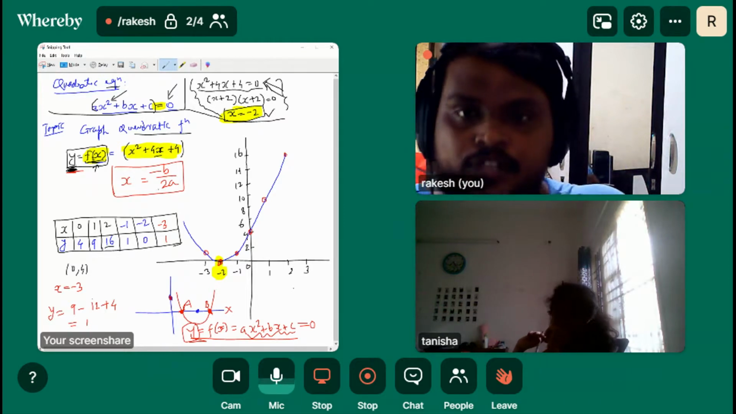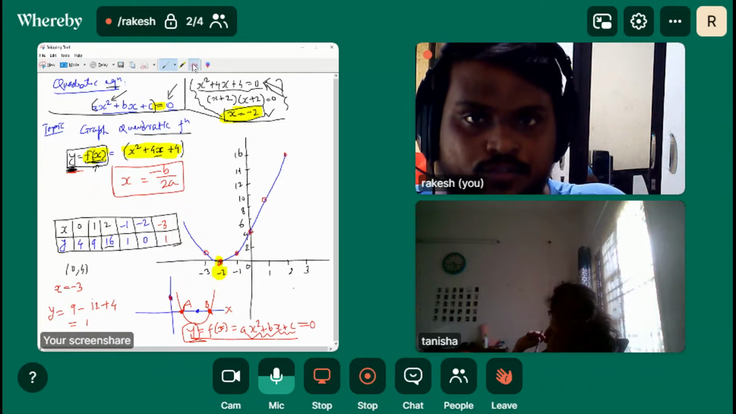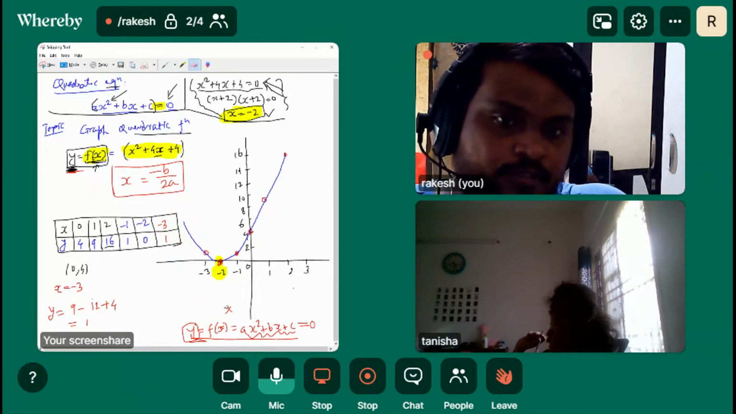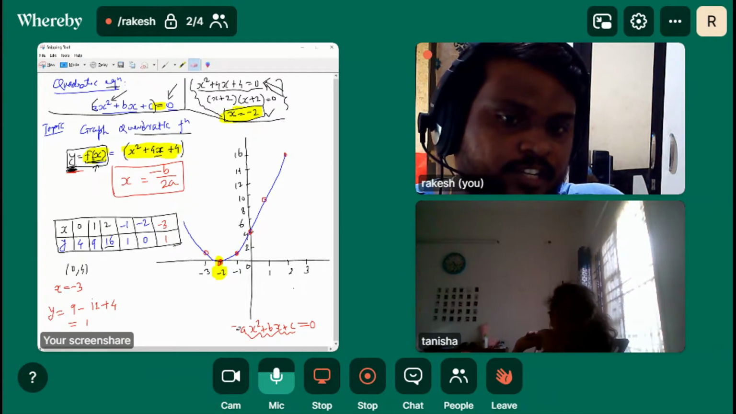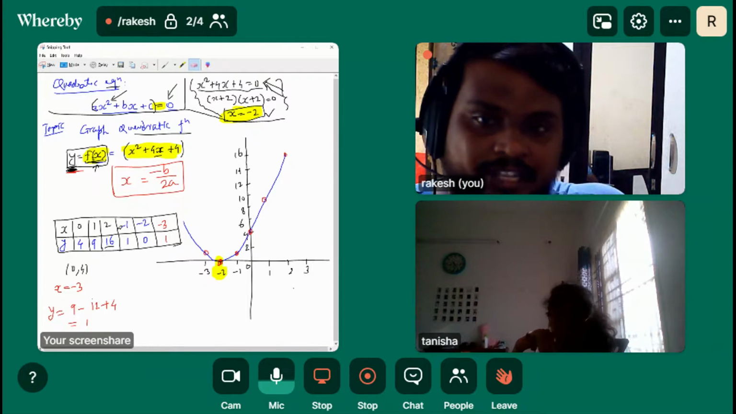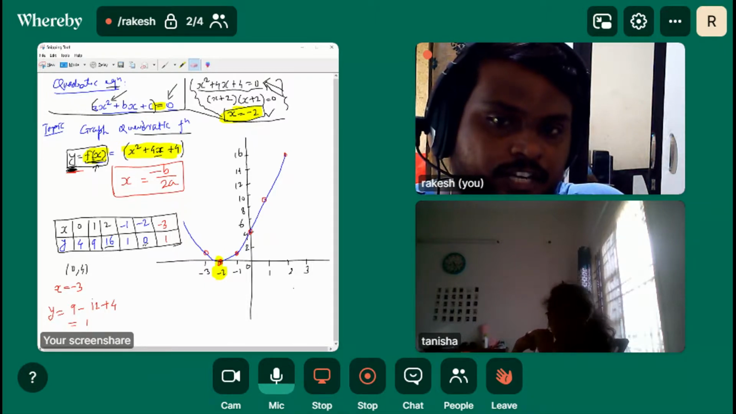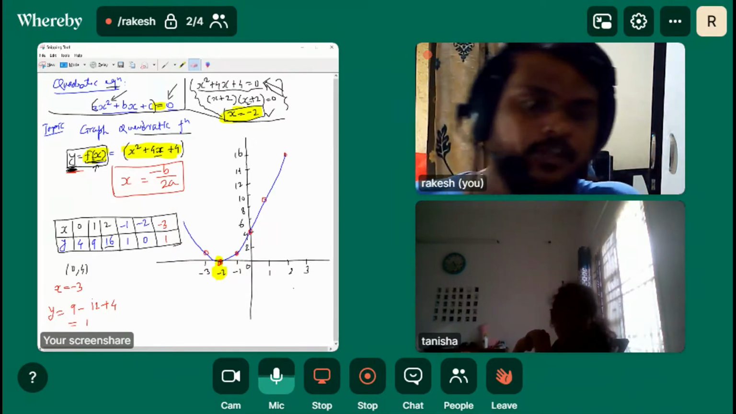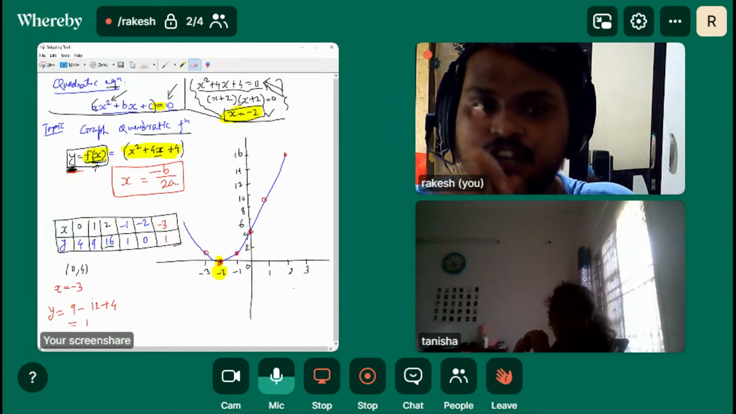So now this part is over. I just wanted to explain what is the relation between quadratic equation and quadratic function. The quadratic equation is nothing but where y is equal to 0. So we are looking for all such x values that give you y is equal to 0. Therefore here the solution is x is equal to minus 2 because y is 0. So this is over.